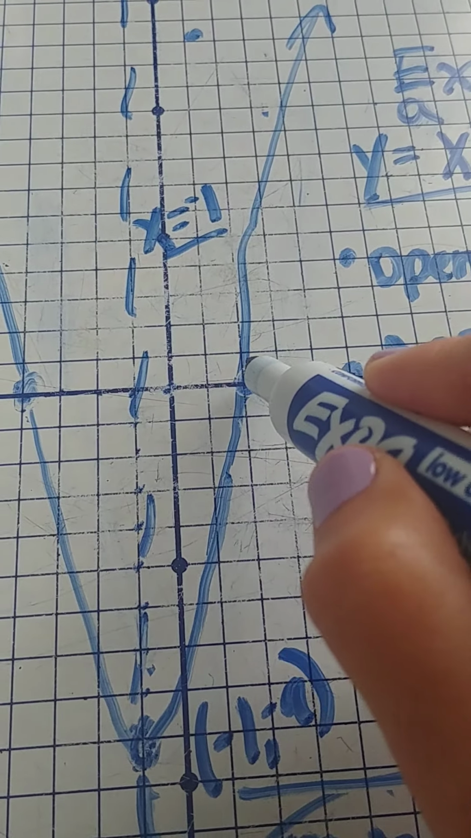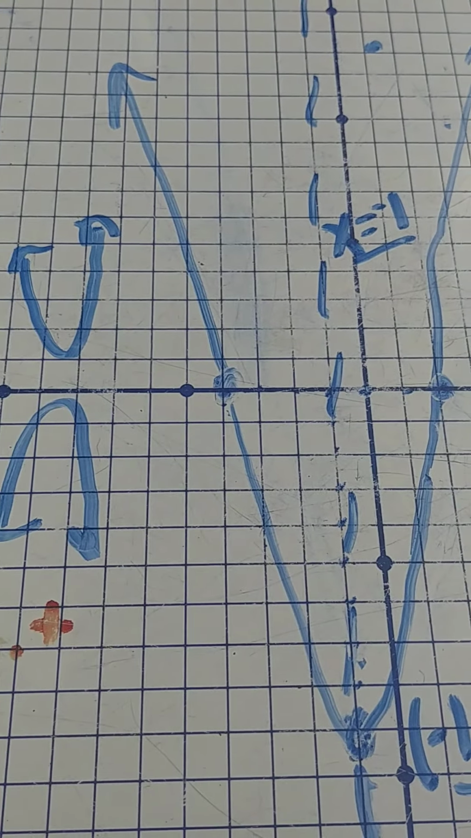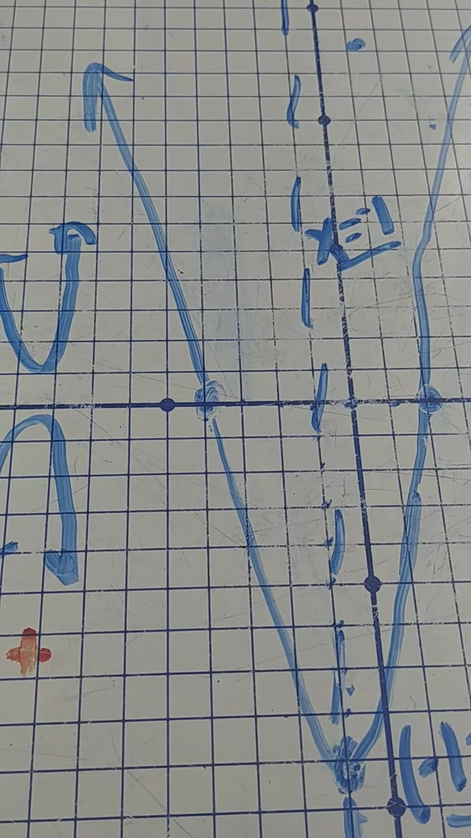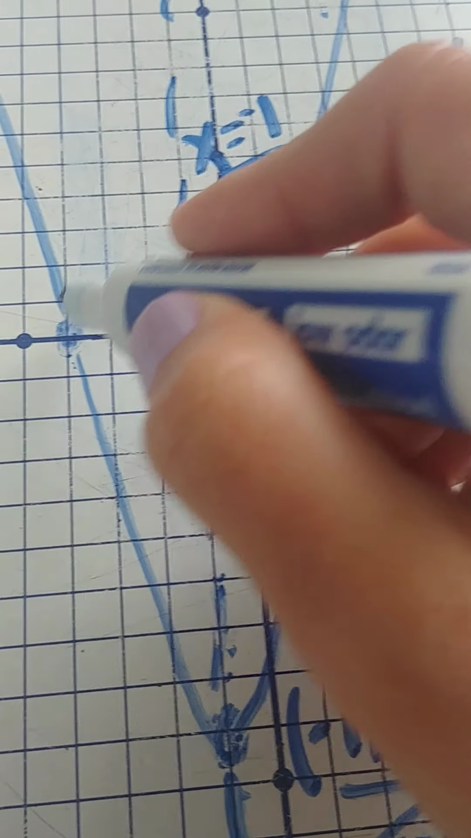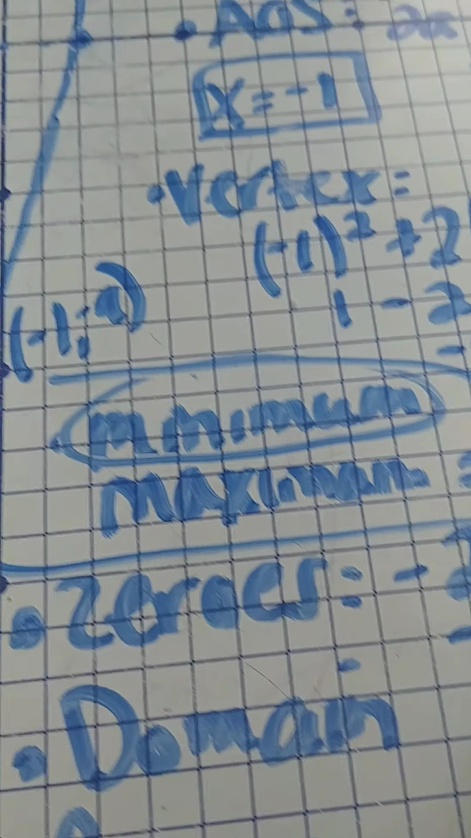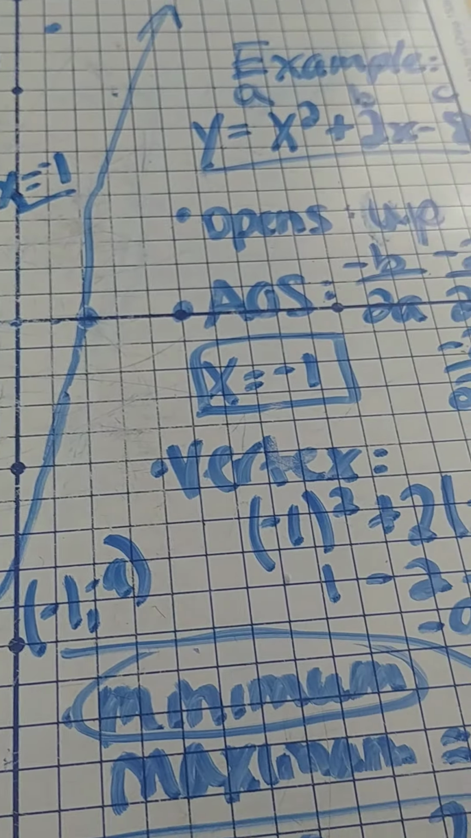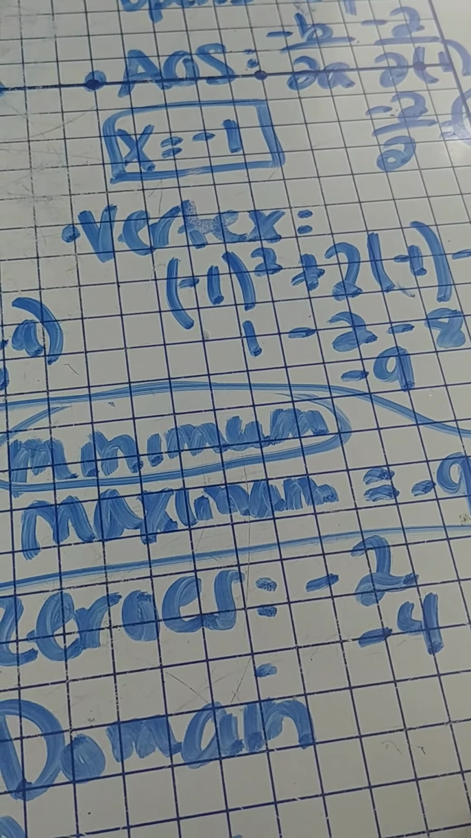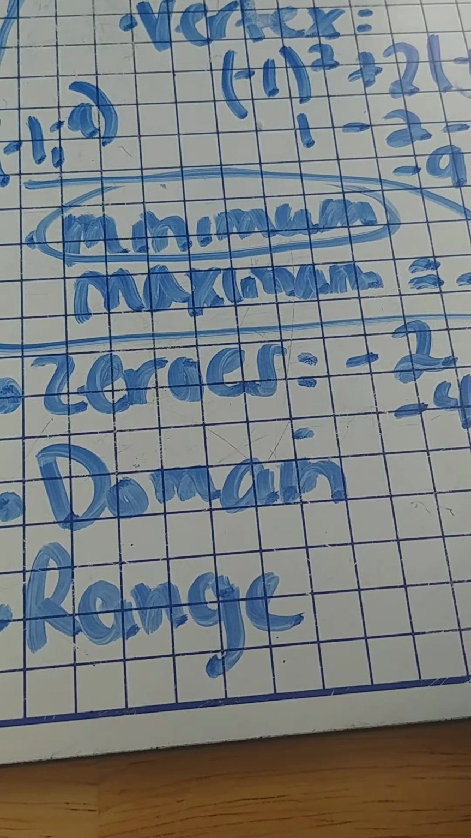So if I go over 1, 2, I know my first zero is negative 2. And I know that my second zero, if I count over 1, 2, 3, 4, is negative 4. So I have two zeros, negative 2 and negative 4. Again, I'm only going to solve zeros if I have a graph. I'm not learning to solve them mathematically yet. You might eventually, but not yet.